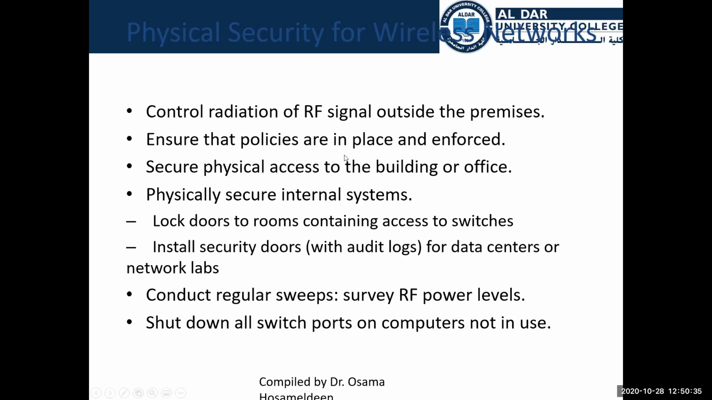Ensure that policies are in place and enforce them. Let me talk about the policies in a little bit, but let me complete the slide.